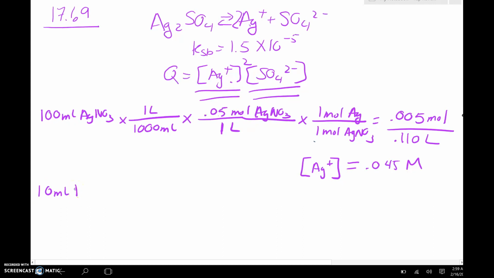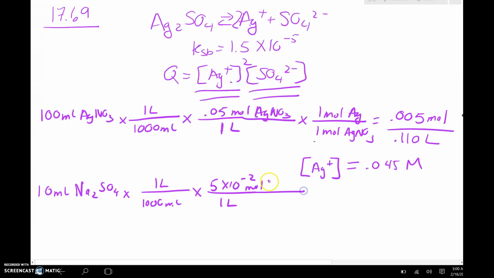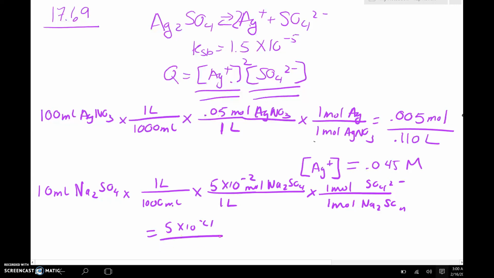This time, what is it for sodium sulfate? My concentration, 5 times 10 to the negative second moles per 1 liter. This was the Na2SO4. But all I care about is the SO4 part, so 1 mole to 1 mole. Let's see what we get here. Okay, so I'm getting 5 times 10 to the negative fourth. Oh, so that's just off by a factor of 10 from the top one.